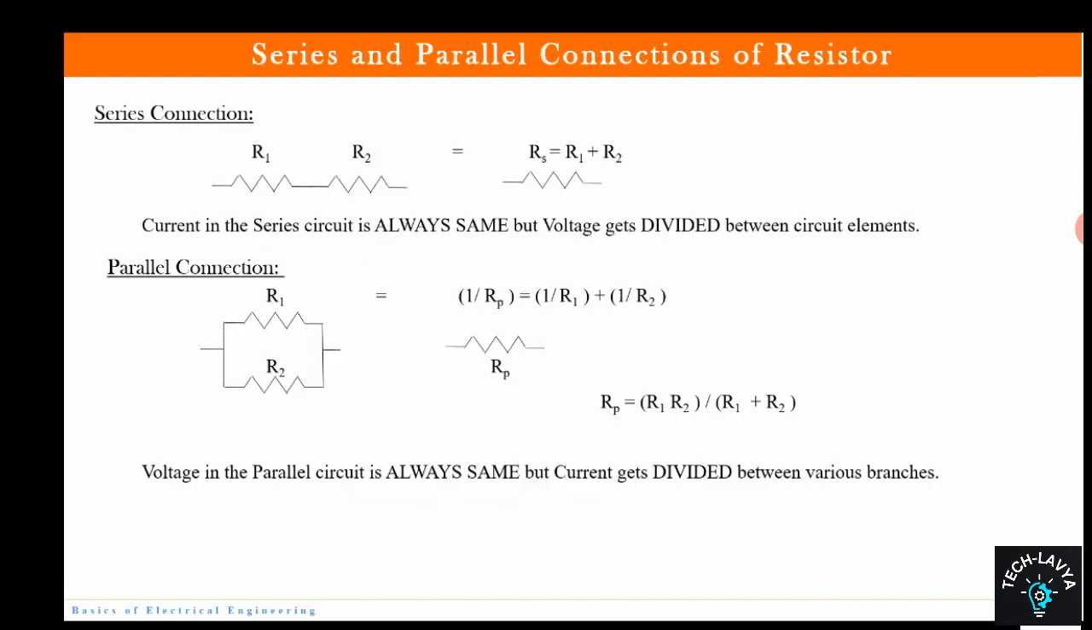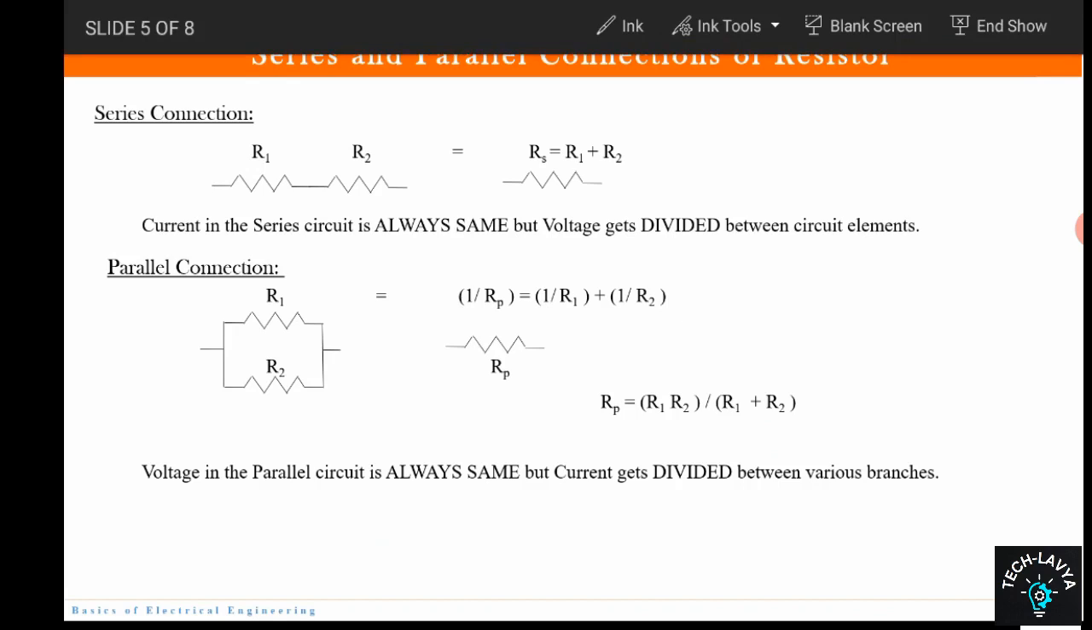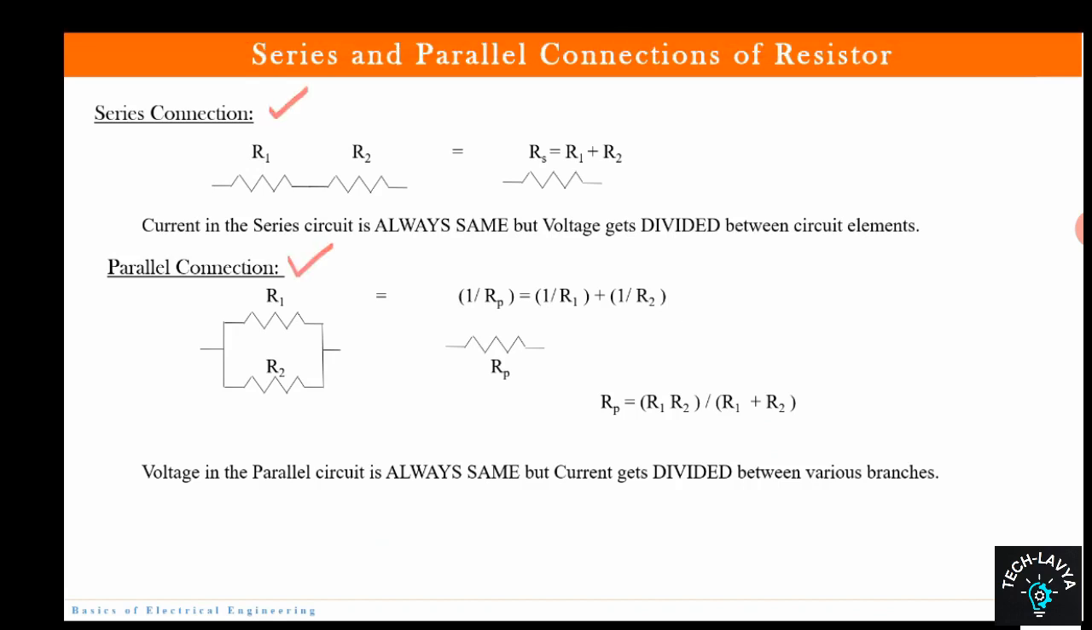Now let us understand how these resistances can be connected. If you have more than one resistance, how can we connect them? They can be connected in two ways. One is the series connection, another is the parallel connection. In the first way, series connection is shown. And what will be the total resistance? Total resistance will be simply the sum of all individual resistances.